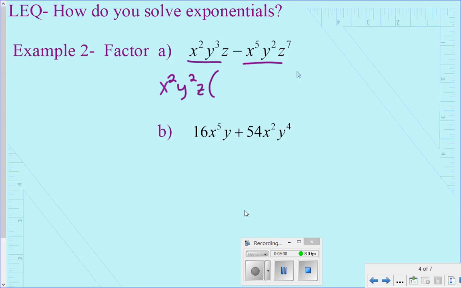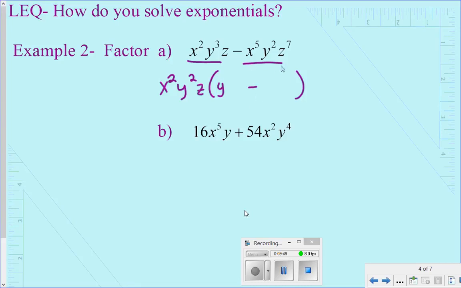So once I've pulled out that greatest common factor, there's a minus sign in between, and now I'm going to figure out what this term is and what this term is. So taking them one at a time, x squared times what gives me x squared? That's just a 1. Y squared times what gives me y cubed? That's a y. And z times what gives me z? That's just a 1. So the first term is just a y.